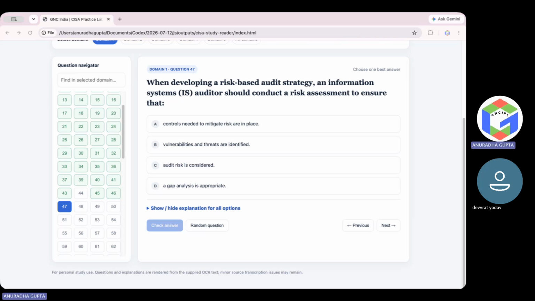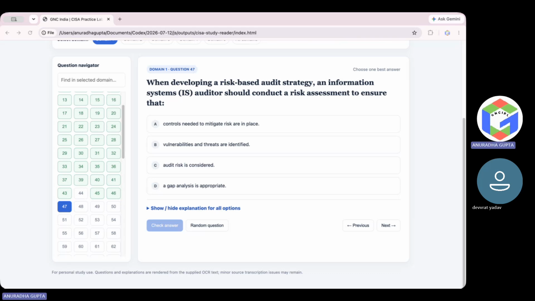And what about the other options? Why have you eliminated A? First, we have to identify. This is the first initial step, B. Then only other things will come up. So first we need to identify the vulnerabilities and threats associated with the critical asset. Then controls needed to mitigate risk are in place. Then we require the controls which we can implement and then mitigate the risk. Audit risk is considered.